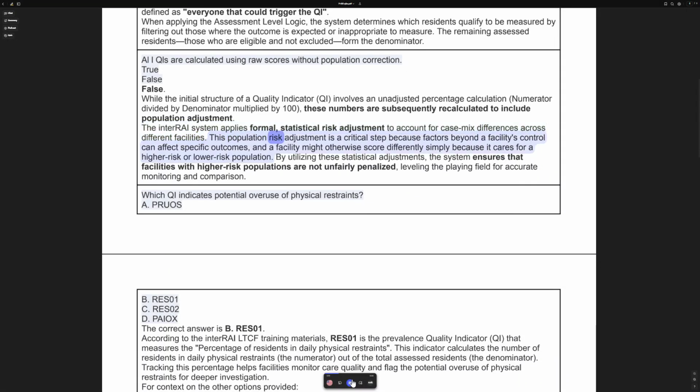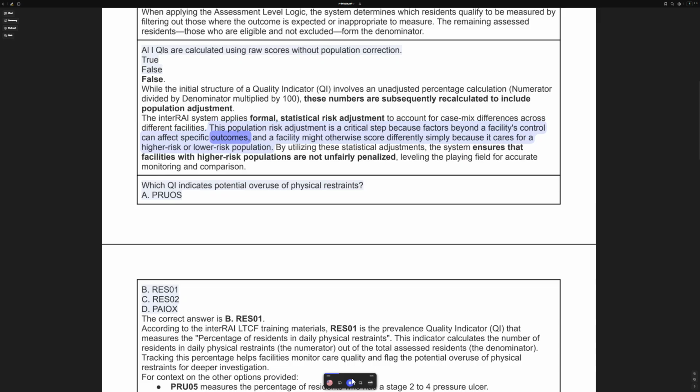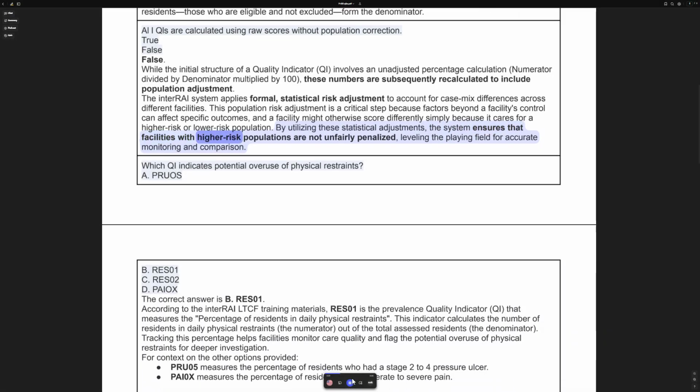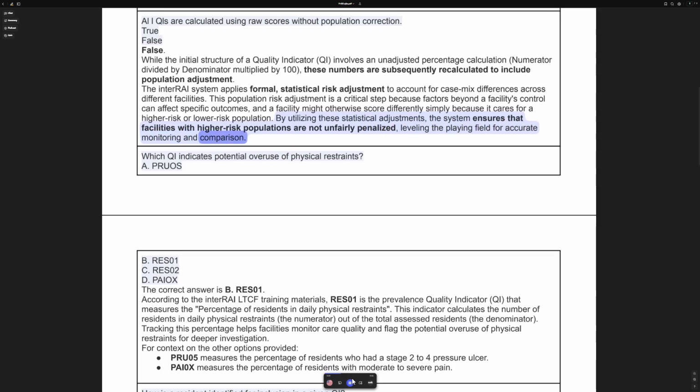This population risk adjustment is a critical step because factors beyond a facility's control can affect specific outcomes, and a facility might otherwise score differently simply because it cares for a higher risk or lower risk population. By utilizing these statistical adjustments, the system ensures that facilities with higher risk populations are not unfairly penalized, leveling the playing field for accurate monitoring and comparison.